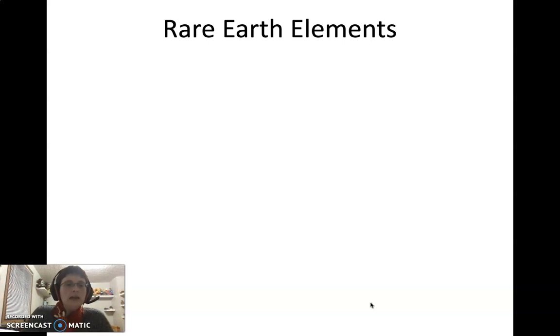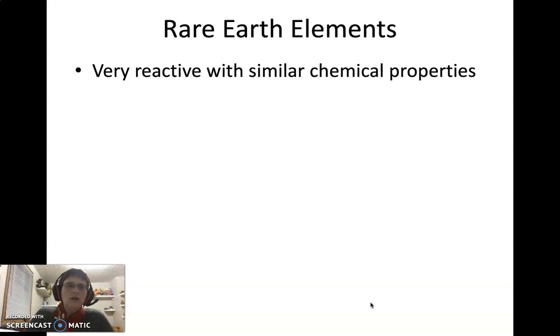All right, one last section of the table to look at, and that is what we call the rare earth elements. These are all very reactive elements with very similar chemical properties.